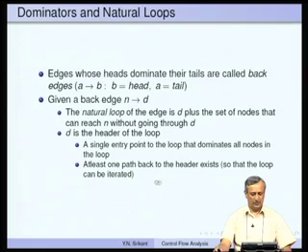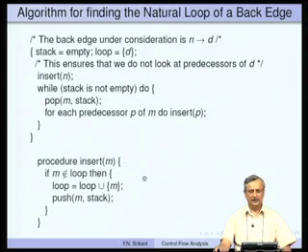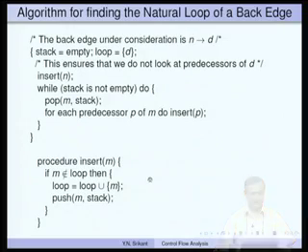At this point we will stop this lecture, and in the next part of the lecture, we will study an algorithm to find the natural loop of a back edge, and then go on to the other uses of dominator information. Thank you.